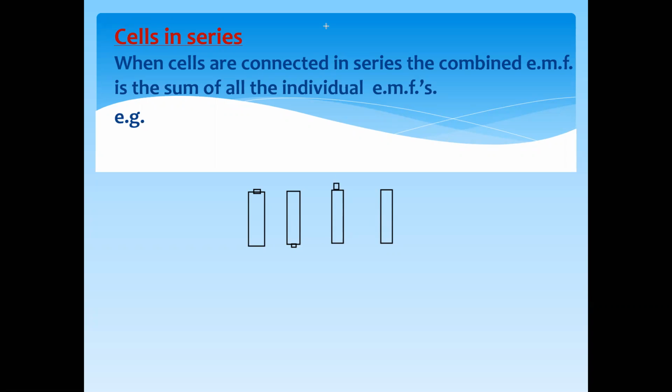For example, in a car, you place 4 dry cells, one next to the other. So basically, this is a series combination. How is it a series combination? Because it's connected in this manner.